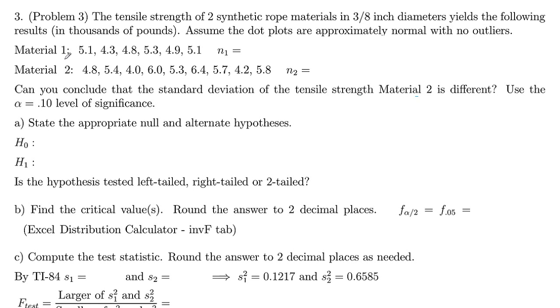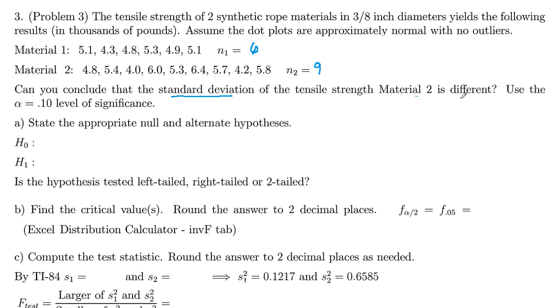So for the first material, the breaking strength of the first sample was 5.1 thousand pounds, so 5,100 pounds, then 4,300 pounds, 4,800 pounds, and so on. So notice that there are 6 data values here, so N1 is equal to 6. And then for the second material, there's 9 data values, tensile strength in thousands of pounds again, so N2 is equal to 9.